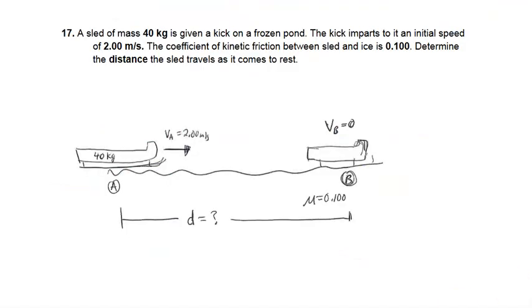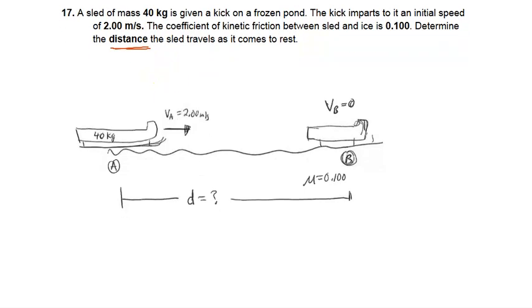Okay, we have a sled given a kick on a frozen pond. It's got an initial speed, and then there's friction, and then it comes to rest at point B. And we're looking for the distance this sled travels as it comes to rest. All right, so we're going from A to B. Clearly there's energy loss because there's friction, so we're going to have TME at A plus the sum of all the work done that is putting energy in or taking it away equals the TME at B.